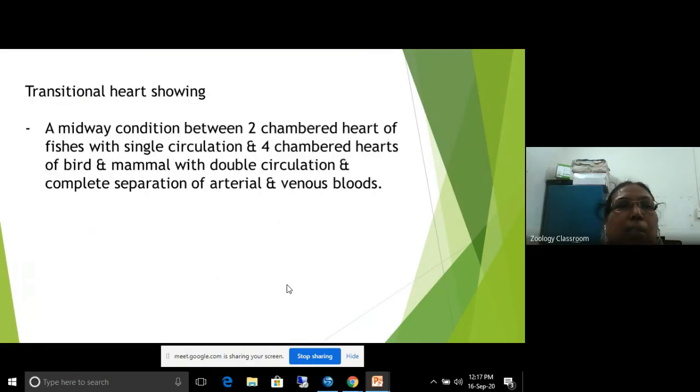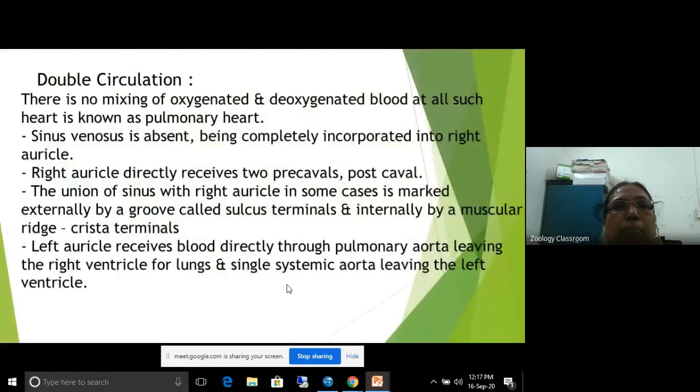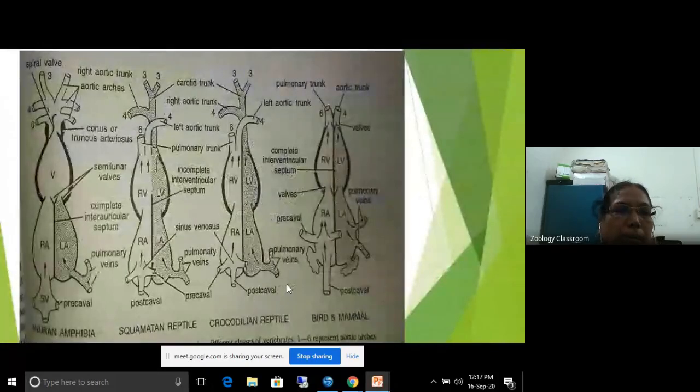We see in the first diagram, this is the amphibian or anuran sinus venosus. How is it formed? By two precavals and one postcaval, which form the sinus venosus. This sinus venosus opens into the right auricle. Pulmonary blood is collected from the lung and poured into the left auricle, and the sinus venosus collects venous blood into the right auricle.